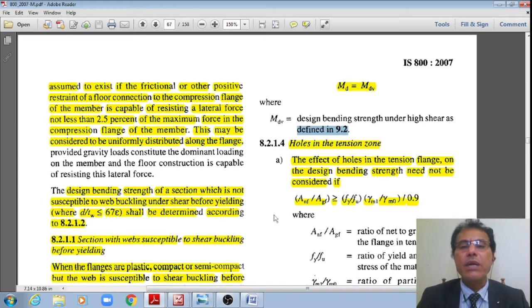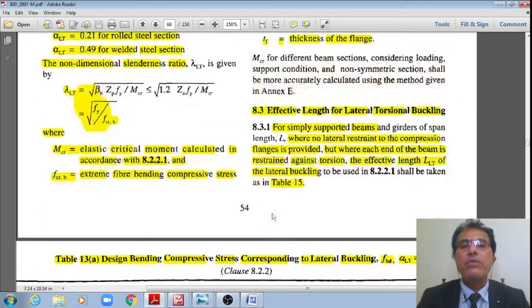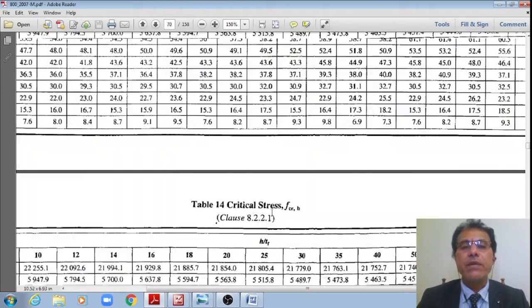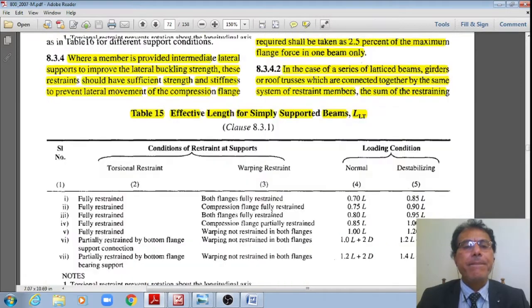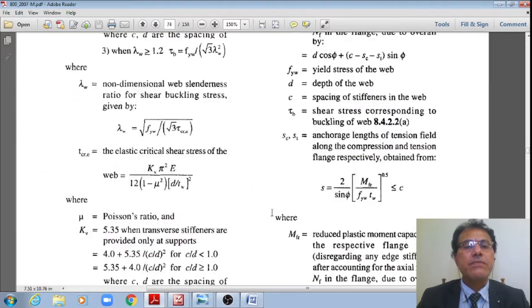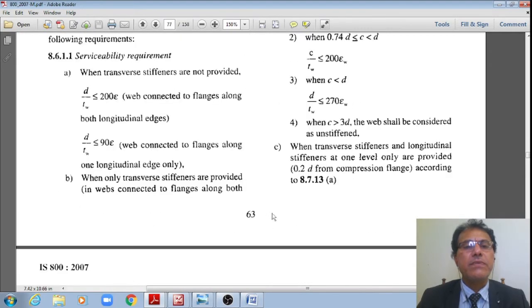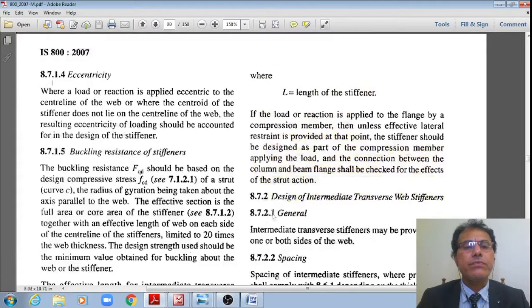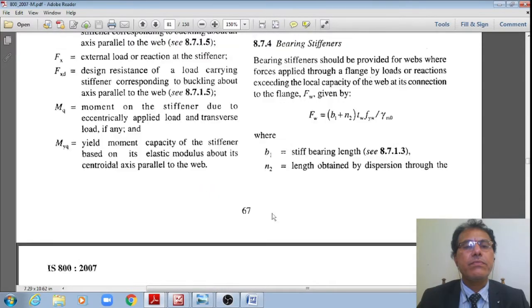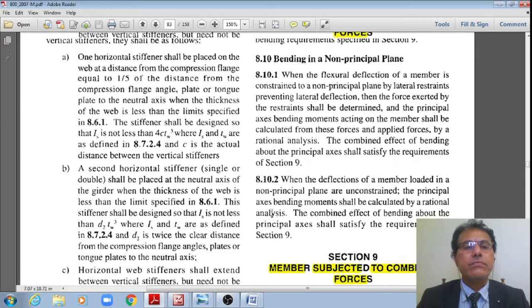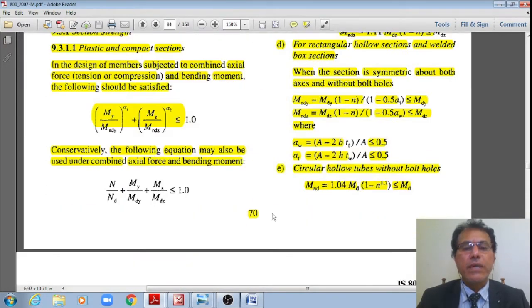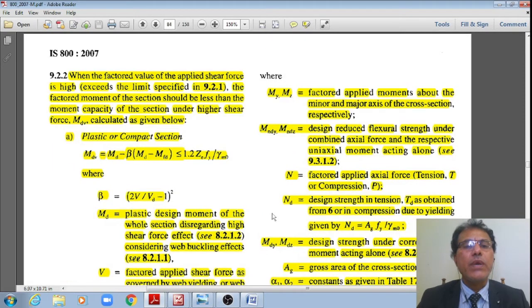9.2. Now let me go to that page number. That clause 9.2, right? Let me go to that 9.2. Just bear with me for a moment, right? I'll come to that. Yes, not this one. Not this one. 9.2. Yes, students, right? This is it now. This is the 9.2, right?